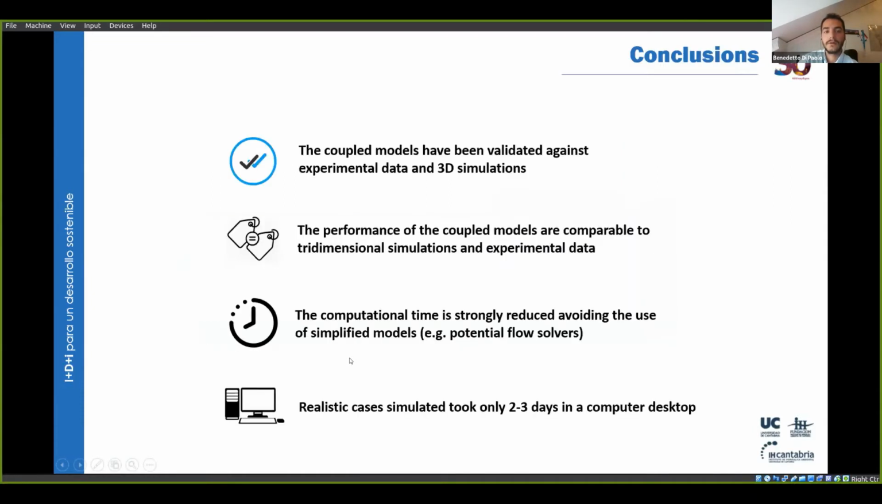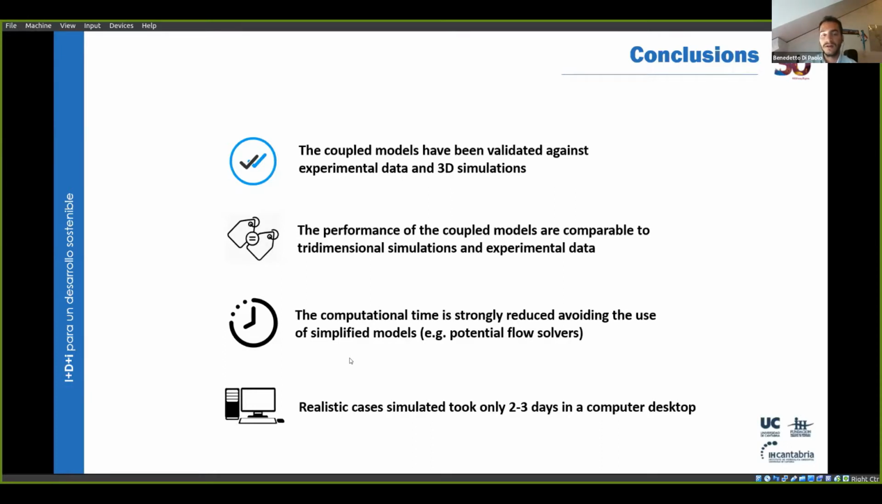So to conclude, the coupled models have been validated against experimental data in 3D simulations. Also, the performance of the coupled models is comparable to three-dimensional simulations and experimental data. The computational time is strongly reduced, allowing us to avoid the use of simplified models, for instance, the potential flow solvers.